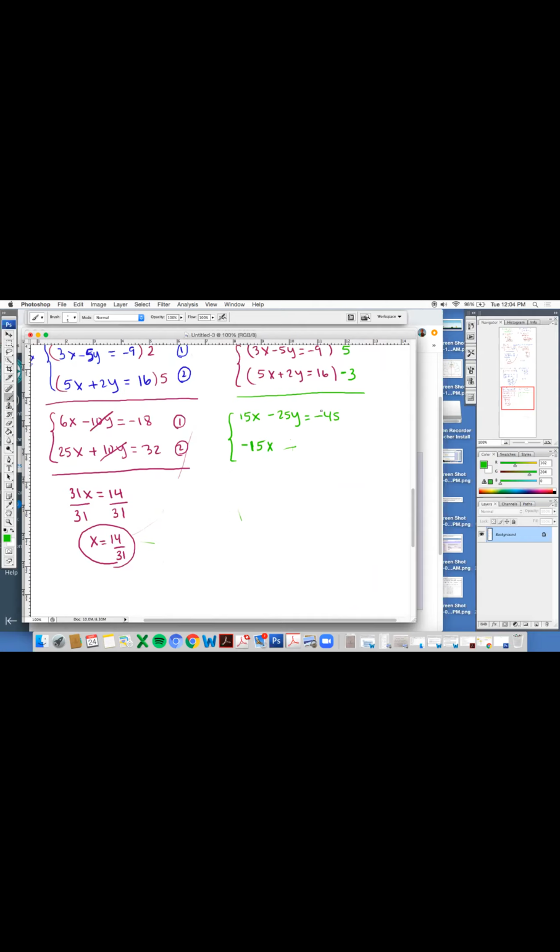Oh, there you go. So -6y equals -48. This gets crossed out. This gives me -31y equals -93. And we're going to divide both sides by -31. And I think this divides. I think this is 3. Like this. Okay.